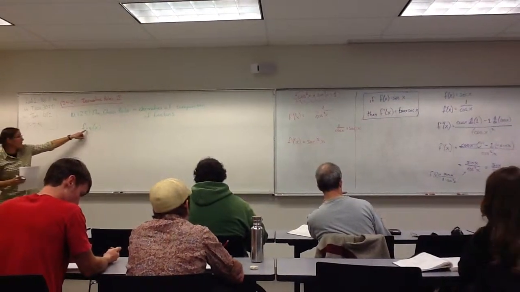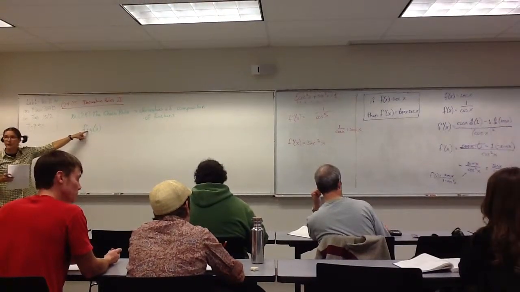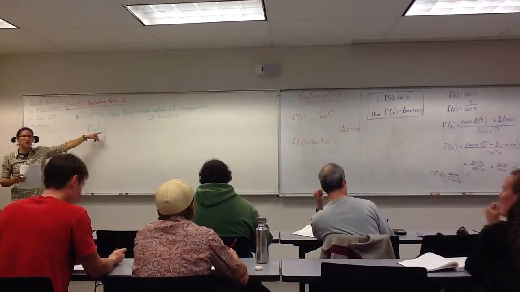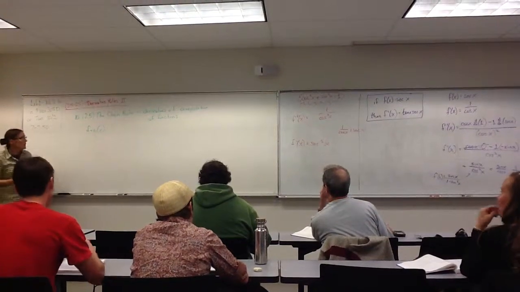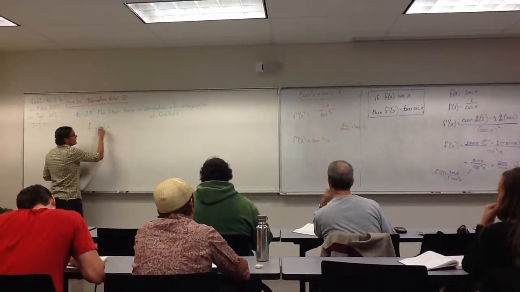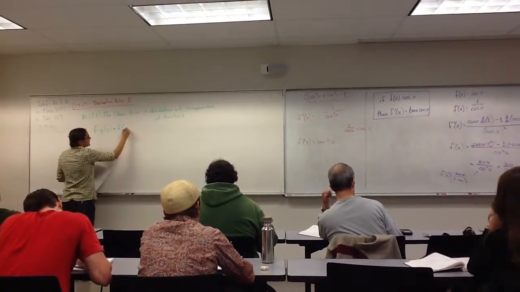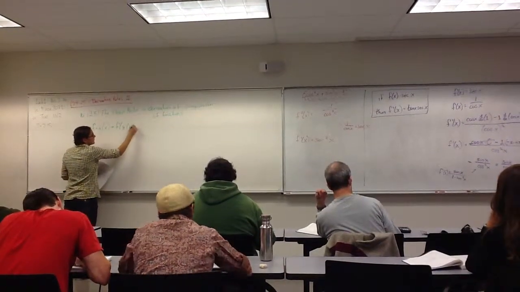Composition of functions often involves this little circle symbol. And we'd say f composed with g of x. And the way that we would write that would be that we would nest our functions. So we'd have f of g of x.